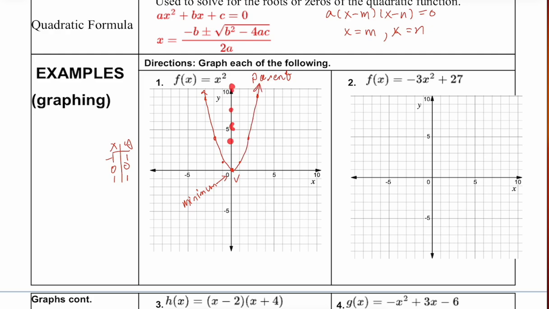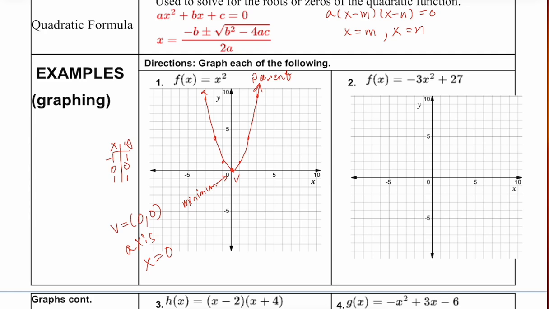Now, the axis of symmetry here goes through the vertex's x. Our vertex for this one was 0, 0. Our axis of symmetry is x equals 0. You can see that we can fold it like a butterfly across, and both sides match up perfectly.